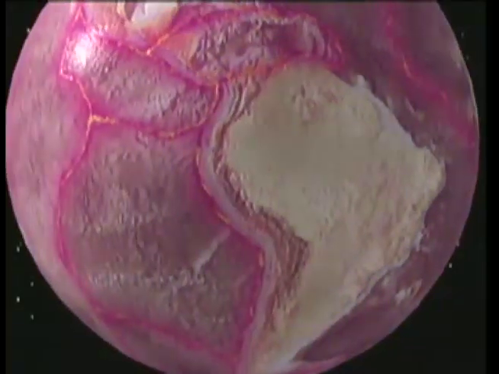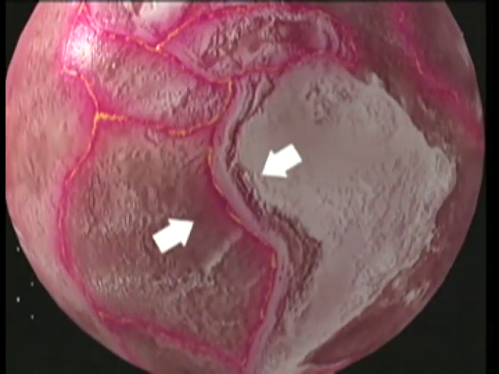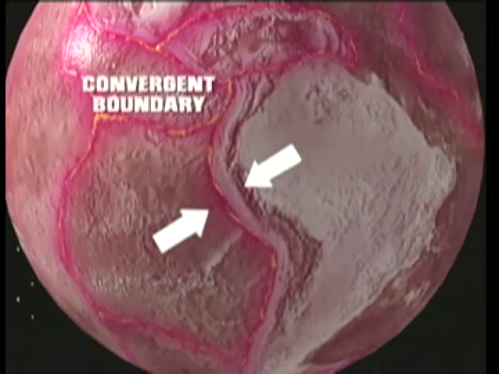This is where plate material is destroyed, an area where two plates are colliding, a convergent boundary.